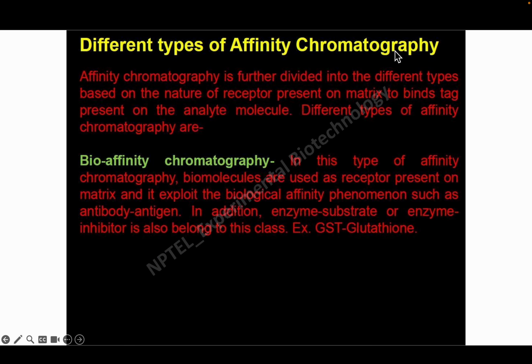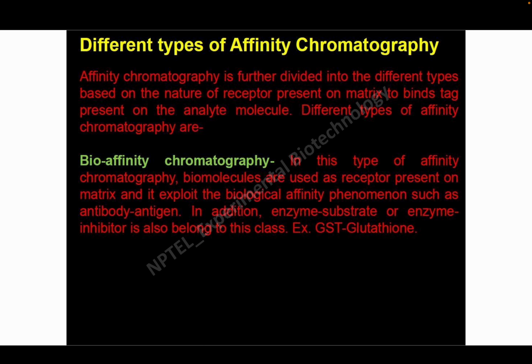Different types of affinity chromatography. Affinity chromatography is further divided into different types based on the nature of the receptor present on the matrix to bind tags present on the analyte molecule. So you can further divide it into different types, okay, based on the nature of the receptor present on the matrix. So what is the receptor present on the matrix which is immobilized, to bind the tag present on the analyte?